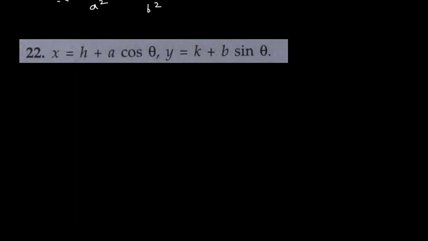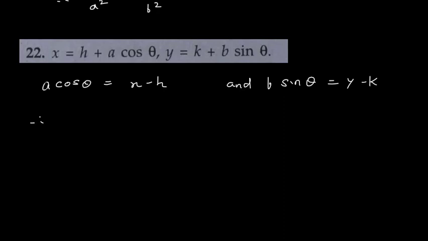Now here, next question: x is equal to h plus a cos theta and y is equal to k plus b sin theta. Now I have to eliminate theta. Again, related to sin and cos you have an identity called sin square theta plus cos square theta is 1. So let us use that. What I will say is that a into cos theta is equal to x minus h, and b sin theta is equal to y minus k.